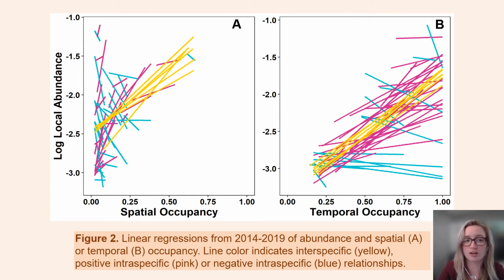Intraspecific regressions are indicated in pink for positive relationships or blue for a negative relationship. Interspecific regressions correspond to the yellow lines alone. All interspecific relationships were positive and significant, with the exception of the 2019 spatial regression. Intraspecific relationships, on the other hand, were less clear, and we observed both positive and negative relationships. Many of these, however, were not significant due to data limitations.